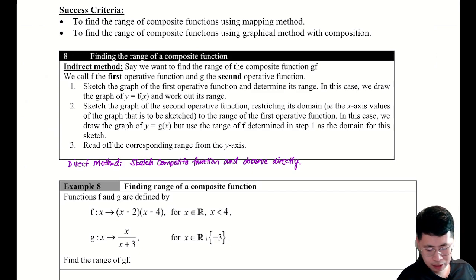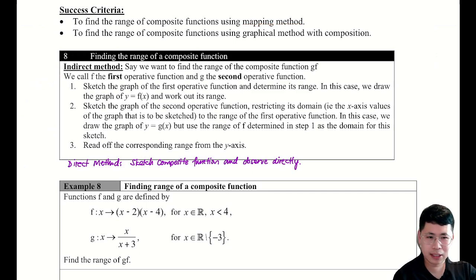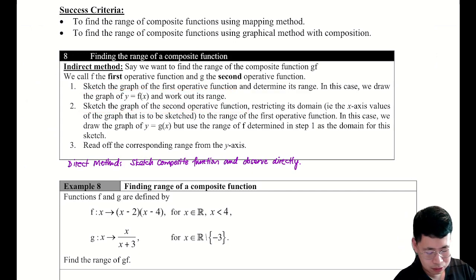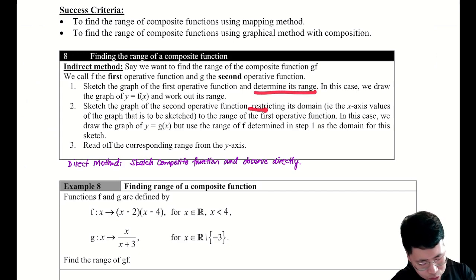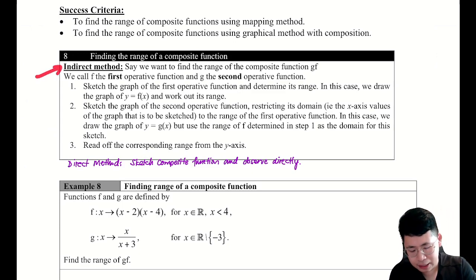Okay, so over here, what is going on is there are two methods we can use to find the range of a composite function. The first method is what we call the indirect method, or the mapping method. What we do here is sketch two separate graphs. We sketch the graph of the first function and the graph of the second function, and we determine the range for the first function and restrict the domain for the second function. Then we read off the corresponding range. So this involves sketching two separate functions. This is the indirect method.